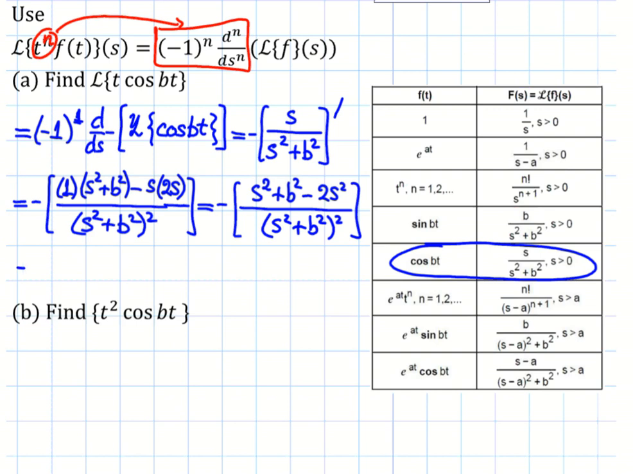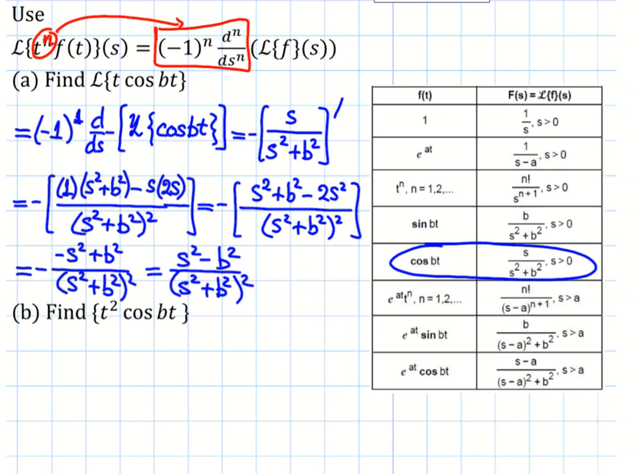Again, I just keep the negative. On the top we will have negative (s squared minus b squared) over (s squared plus b squared) squared. We can distribute the negative inside, and it will be s squared minus b squared over (s squared plus b squared) squared. Right, so that's what we have.